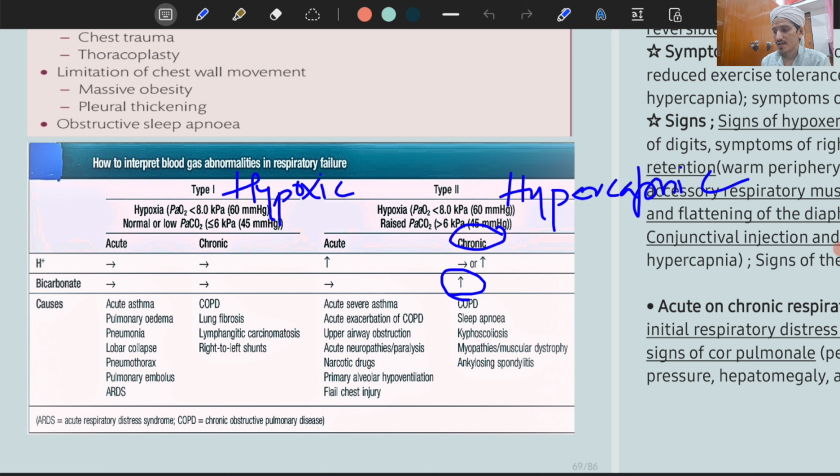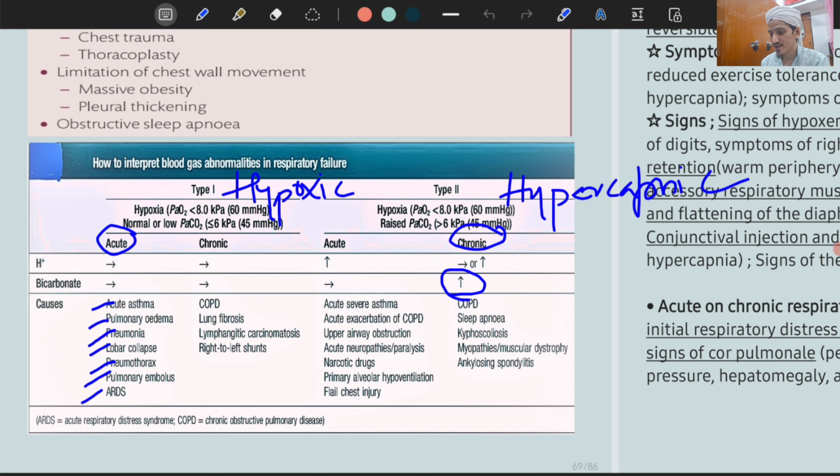Okay. Coming to acute. So what are the causes of acute respiratory failure? Remember altitude and like that. So acute causes include acute asthma, pulmonary edema due to some cause, pneumonia, collapse, pneumothorax. Okay, pneumothorax, acute cause of respiratory failure, pulmonary embolism, acute respiratory distress syndrome. Okay, now acute hypoxic causes, acute hypercapnic causes.